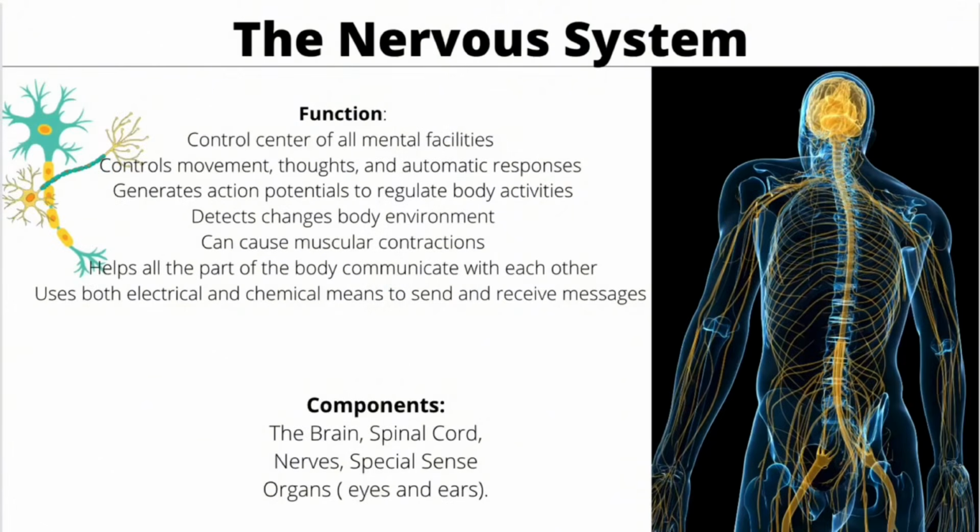The nervous system. The main function of the nervous system is to basically control all mental faculties. It is called the control center. It controls movements, thoughts, autonomic responses. It generates action potentials, regulates body activities, detects changes in the body environment, causes muscular contractions, and helps all parts of the body communicate with each other. It uses electrical and chemical means to do this. Basically, it's the control center. The main components are the brain, spinal cord, nerves, and special senses, such as the eyes and ears.